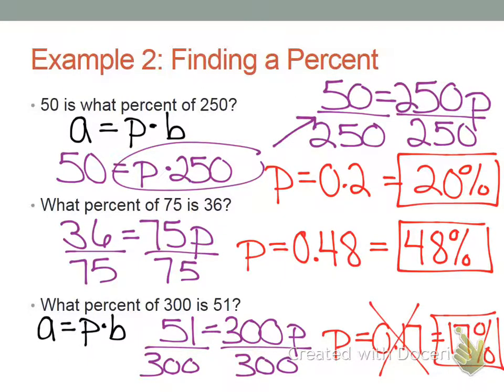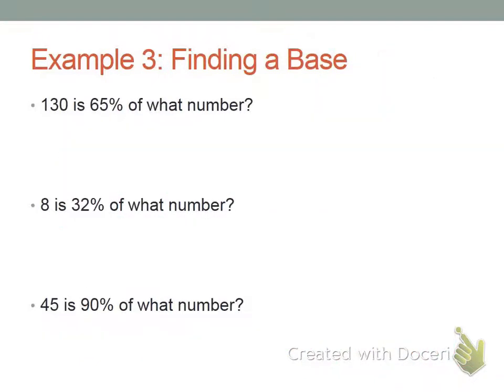All right, 17%. Now in example 3, again, just more problems, and I'm just solving for a different part. Now 130 is 65% of what number? Again, if you see this percentage, what has to happen to your percentage before you can plug it in? Change it to a decimal. Okay, so A equals P times B. All right, now make your substitutions. Don't forget to change your percent to a decimal.